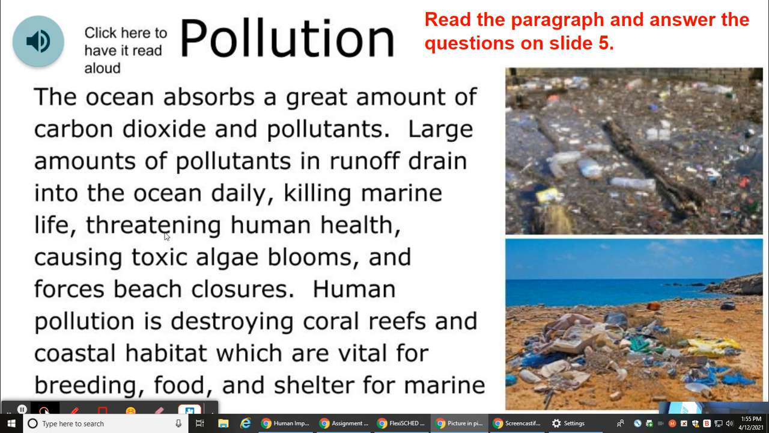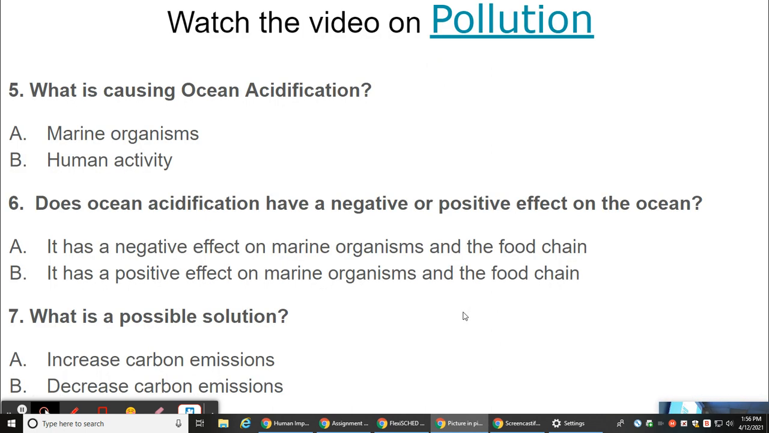Pollution. Let's read the paragraph and then answer questions on slide 5. The ocean absorbs a great amount of carbon dioxide and pollutants. Large amounts of pollutants in runoff drain into the ocean daily, killing marine life, threatening human health, causing toxic algae blooms, and forcing beach closures. Human pollution is destroying coral reefs and coastal habitat, which are vital for breeding, food, and shelter for marine organisms. Let's watch the video on pollution and then answer these questions.